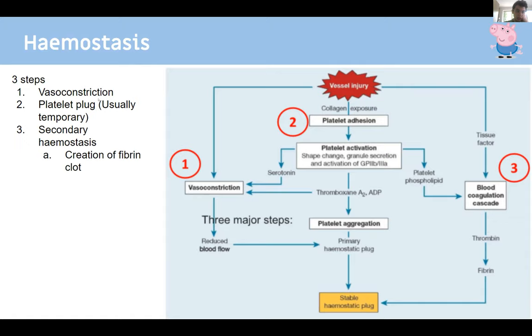A platelet plug is usually temporary. It's the primary mode, what happens first when you're forming a clot. With collagen exposure, von Willebrand factors will bind, and it leads to platelet aggregation and a primary hemostatic plug. Secondary hemostasis is the creation of a fibrin clot. That's stable, it's end game.